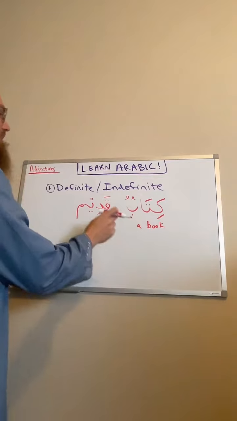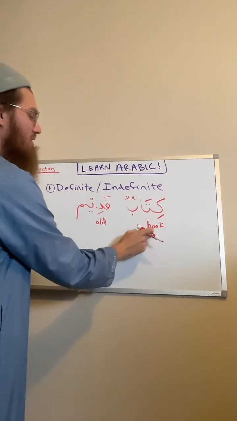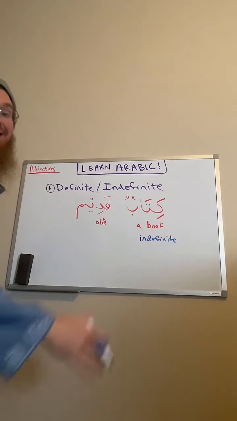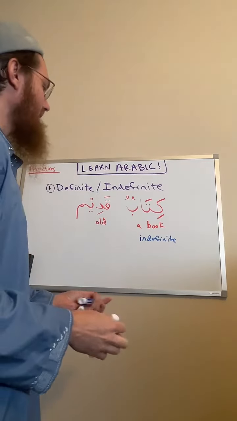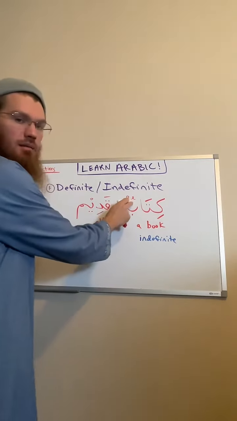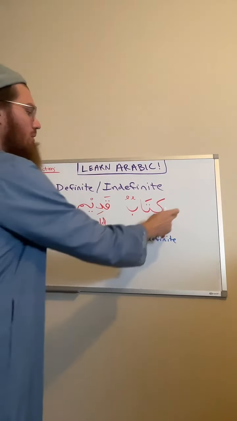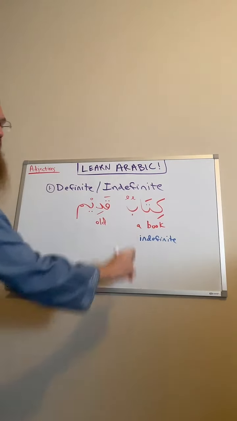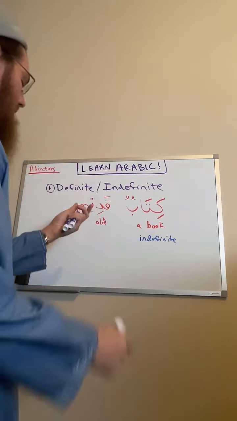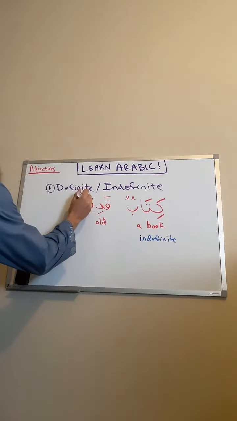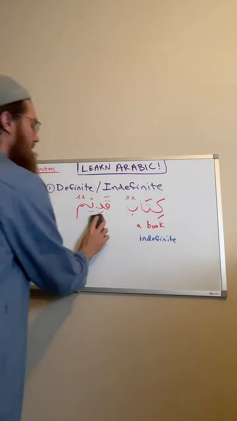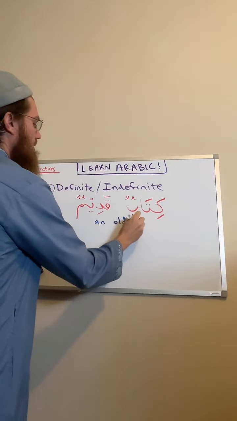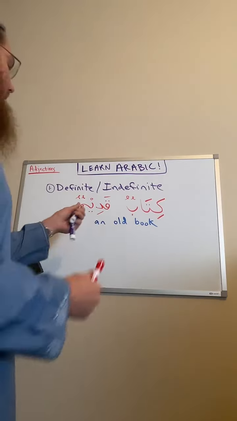So the question is, is kitabun definite or indefinite? Kitabun is indefinite. How do we know that it's indefinite? We can tell because of the tanween. There's two dhammas and there's no alif lam. Qadim has to match kitabun, so for qadim we would also write tanween. Okay, so the way that we would translate this is kitabun qadimun, an old book. Now let's try definite.